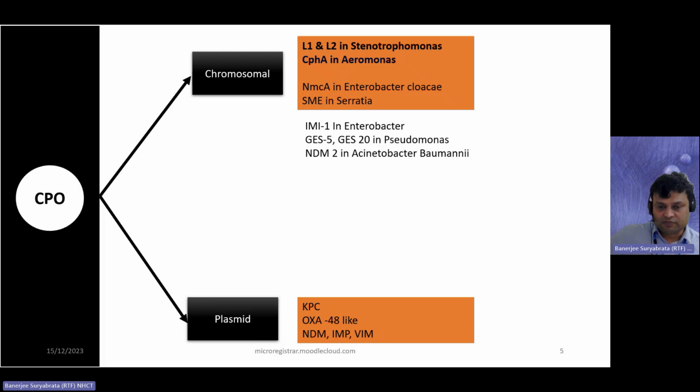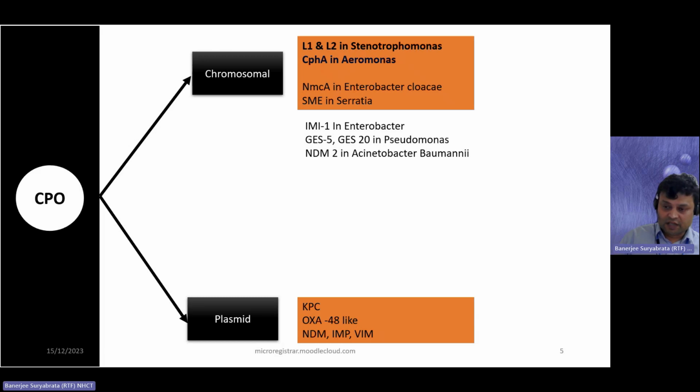But on the other hand, plasmid mediated carbapenemases are found in various organisms: Klebsiella, Enterobacterales, Citrobacter, many of them. And these are like KPC, OXA-48, NDM, IMP, VIM, etc. These carbapenemases are the major problem because they can jump from one organism to another, and these are the carbapenemases we are worried about most of the time.